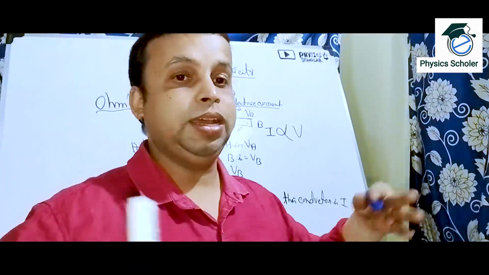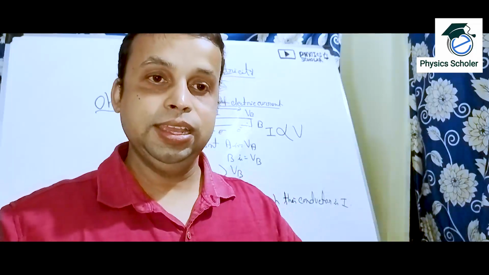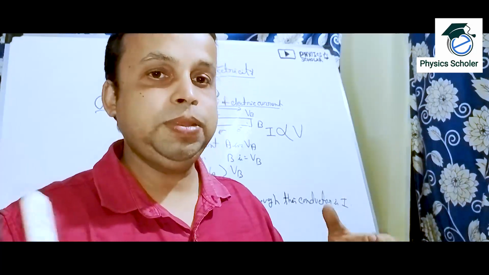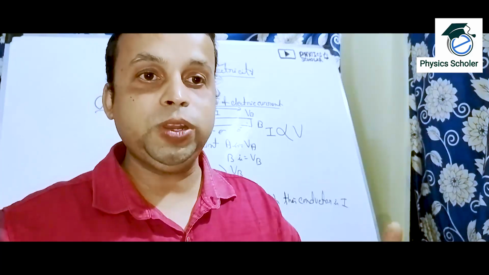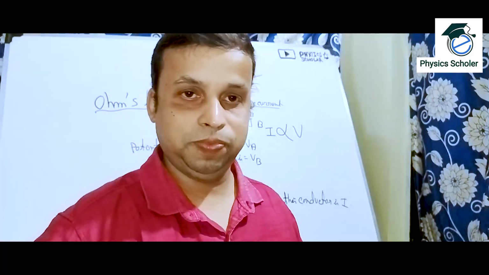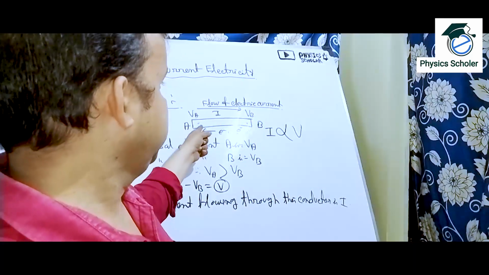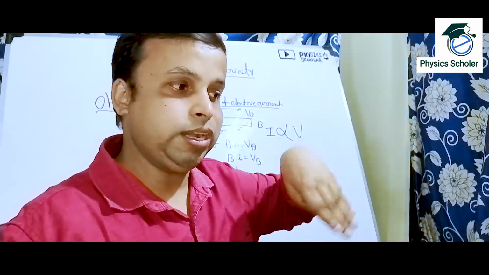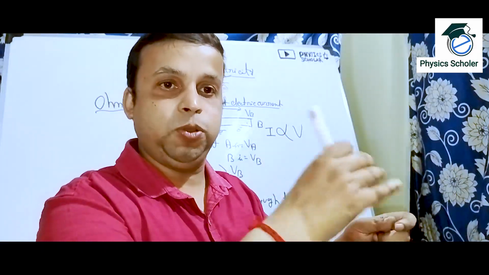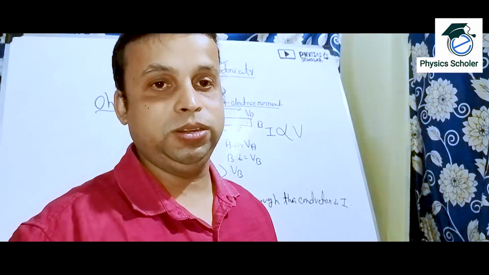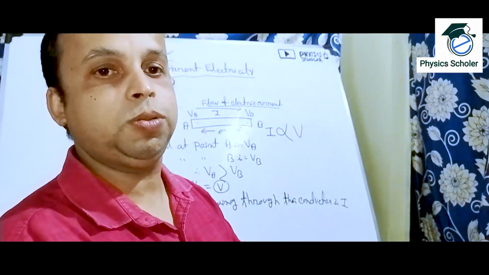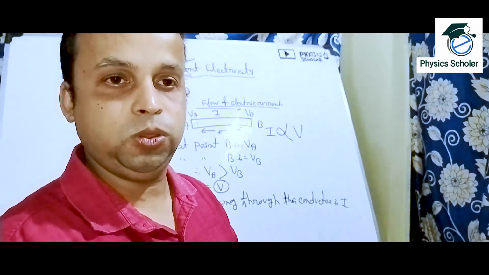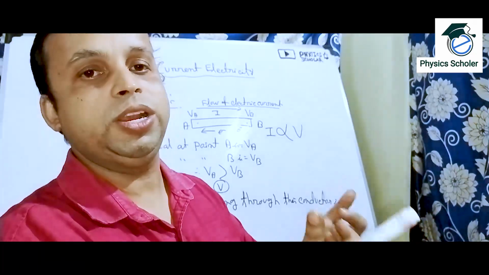That means if the potential difference is higher, then more current will flow. If the potential difference is lower, less current will flow. If there is no potential difference, no current will flow. Clear? So that means it will depend on the potential. What amount of current will flow from one point to another through a conductor will depend on the amount of potential difference. If it is higher, more current. If it is lower, less current will flow. If no potential difference is there, no current will flow.